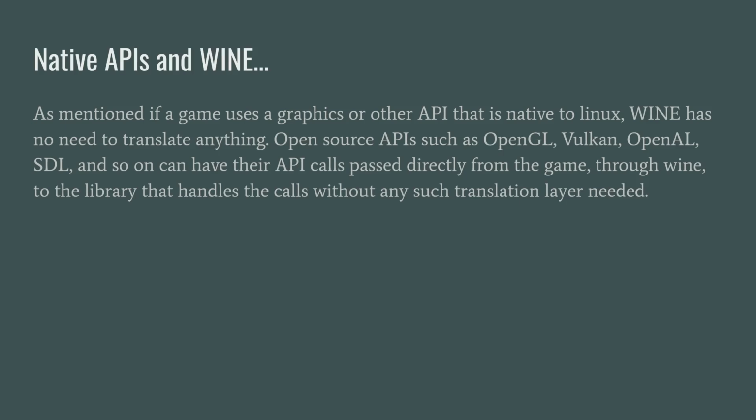Native APIs and Wine. As mentioned, if a game uses a graphics or other API that is native to Linux, Wine has no need to really translate anything, at least nothing major. It does have some code that it uses, but nothing that causes any kind of crazy amount of overhead. Open source APIs such as OpenGL, Vulkan, OpenAL, SDL, and so on can have their API calls pass directly from the game through Wine to the libraries that handle the calls without any major translation layers needed.